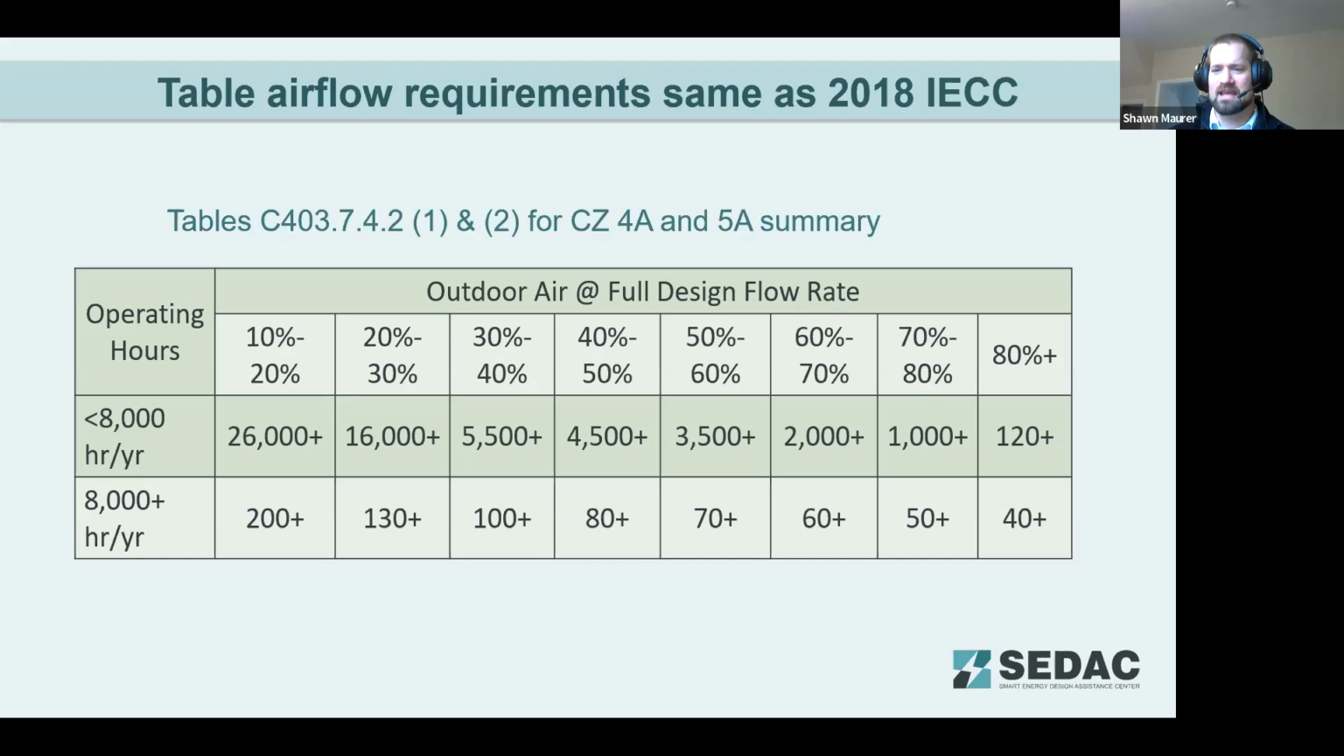But this is that table again, just for reference. We've trimmed down the 2 tables into just the Illinois climate zone requirements. So if you're operating less than 8,000 hours per year, based on your percentage of design outdoor airflow rate, you've got a certain target that will trigger the energy recovery requirements. If you're operating at over 8,000 hours per year, systems that are running nearly continuously, that airflow target is significantly lower.